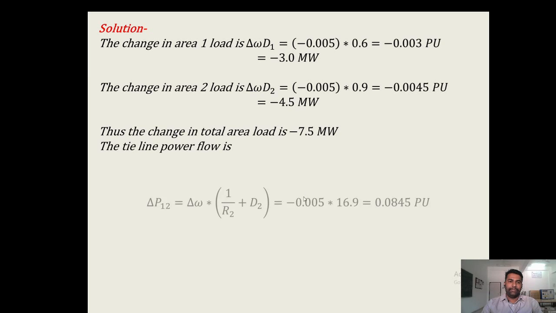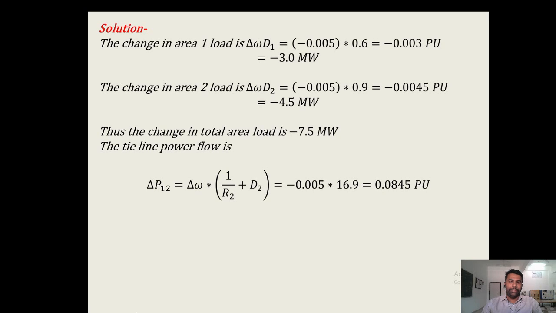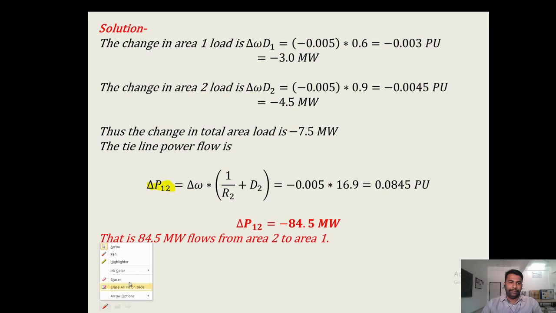So the tie line power flow is given by change in P12. Here you observe that the direction of P12 is shown, so the sign of the answer will be negative in this case. So it is 0.0845 per unit, which means 84.5 megawatt flows from area 2 to area 1. So P12 is equal to minus 84.5 megawatt. Here change in P12 is minus 84.5 megawatt.